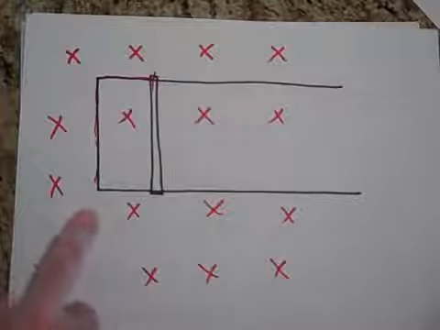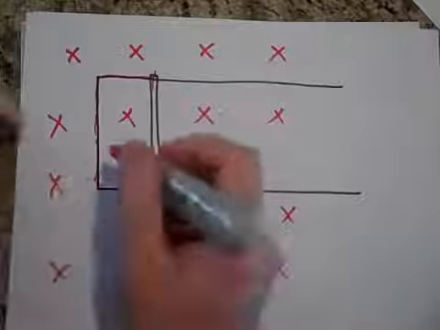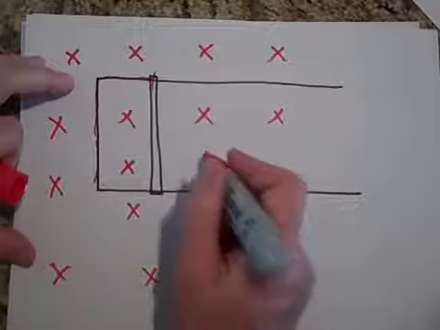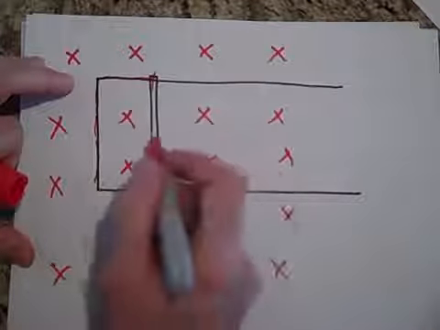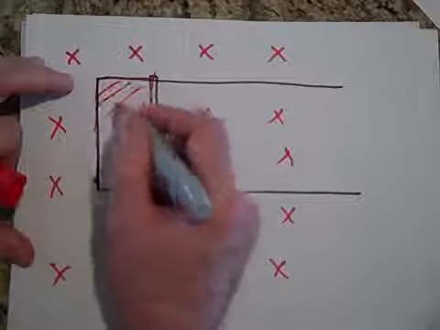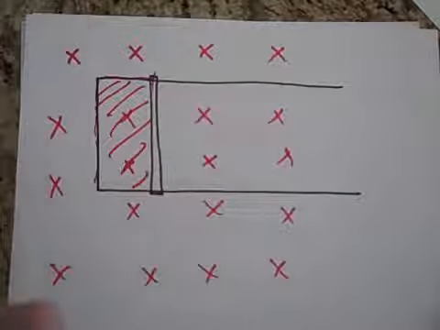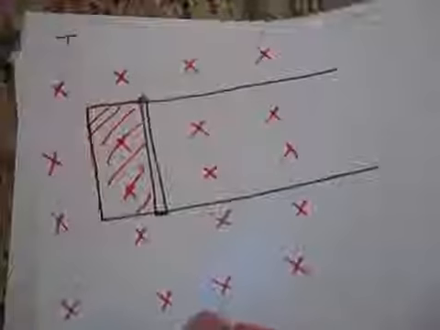Because you can think of flux as how many field lines are going through this area. And you'd agree that as I move this along, I'm getting more X's in this little area. So there'll be another video on that.